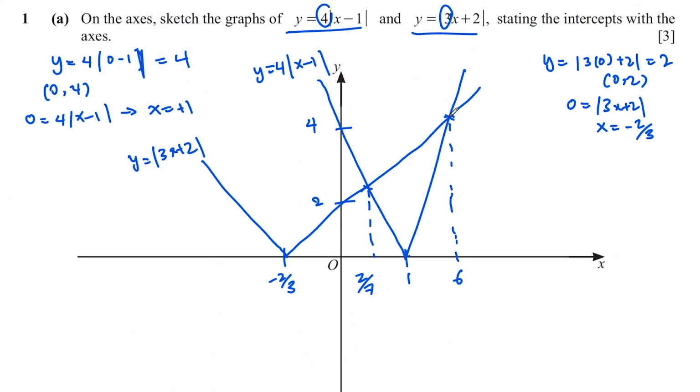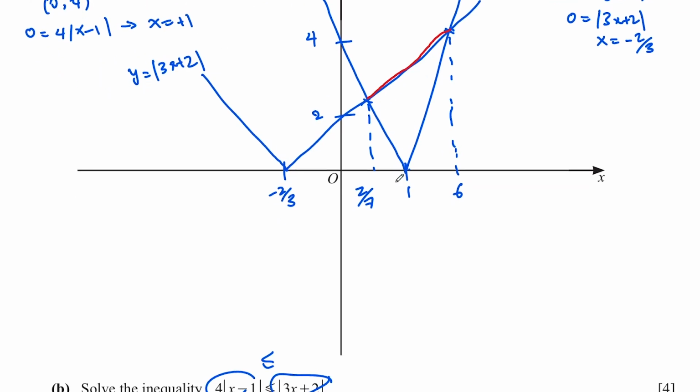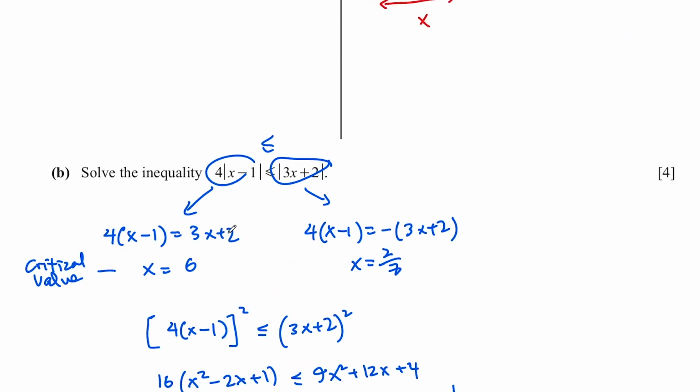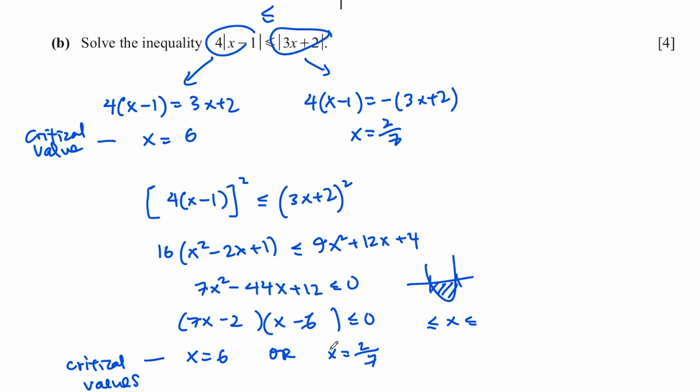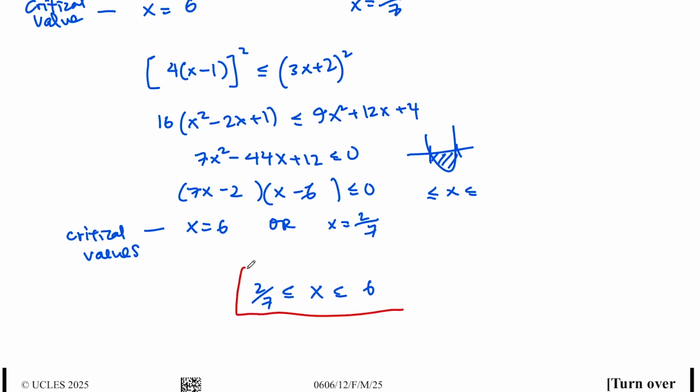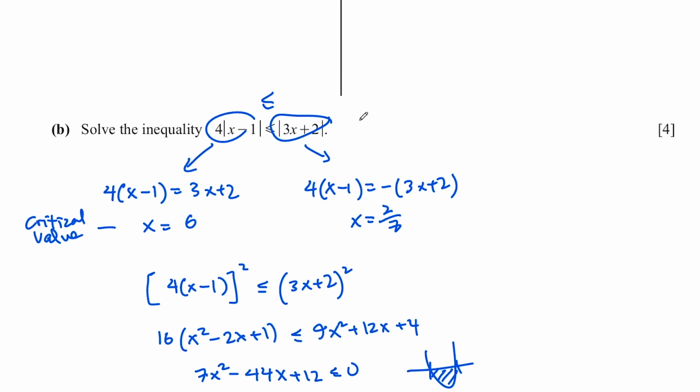So this is the graph that we're looking at, and this is the region where it is on top of the other graph, for 4x minus 1. So between these two values of x, it satisfies this inequality. So again, we reach the same conclusion that this will be the final answer. Right, so this is for question B.